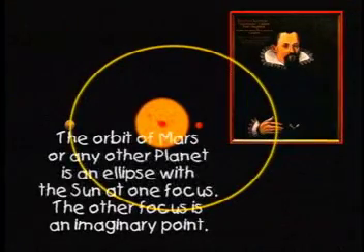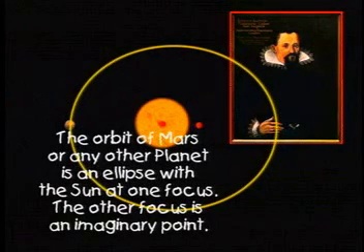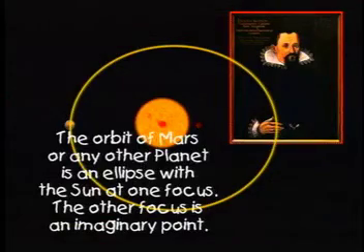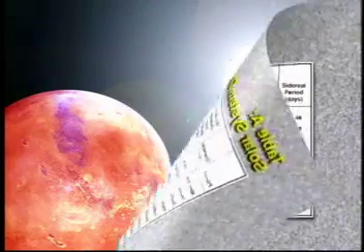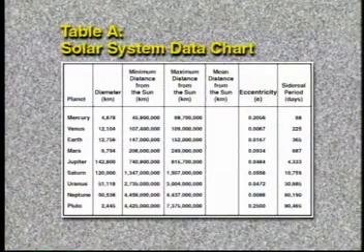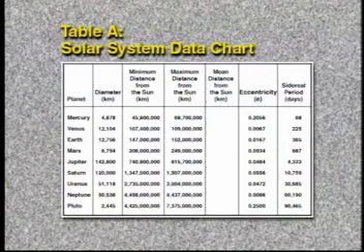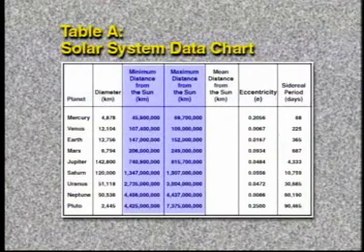Kepler stated that the orbit of Mars or of any planet is an ellipse with the Sun at one focus. The other focus is an imaginary point. There is nothing there. During part of its orbit around the Sun, Mars is closer to the Sun than it is at other times. This relationship can be seen in solar system data charts that show the maximum and minimum distances from the Sun to each planet.